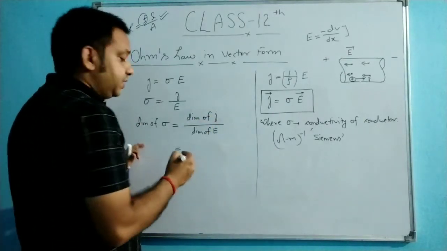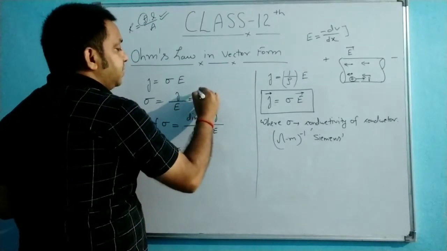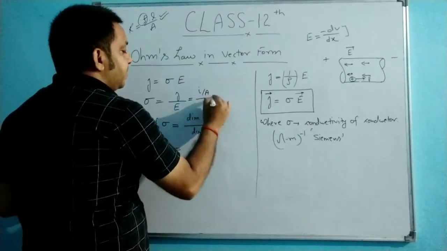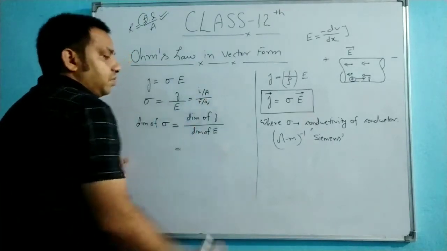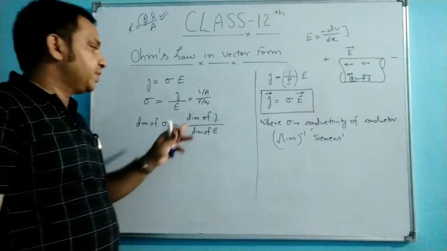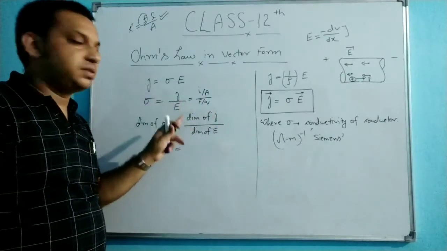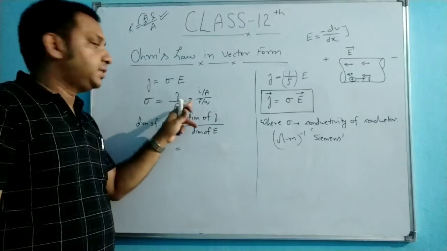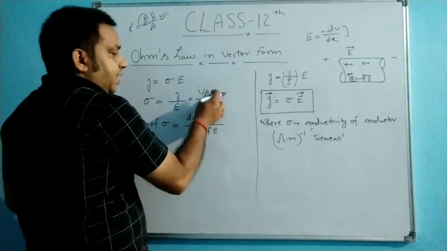J is basically I by A. I am writing here J is equal to I by A, and E is equal to, I will write, F upon Q. The basic definition of the electric field intensity is E is equal to F by Q, or F is equal to QE. From that relation I am putting the value of E as F by Q. Now put the value. This is I by A.